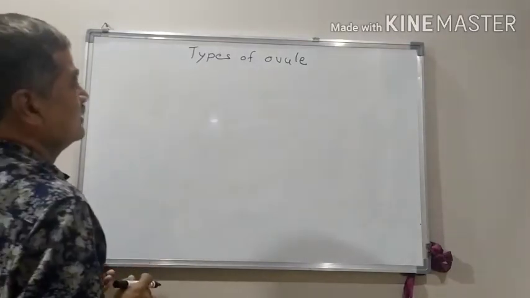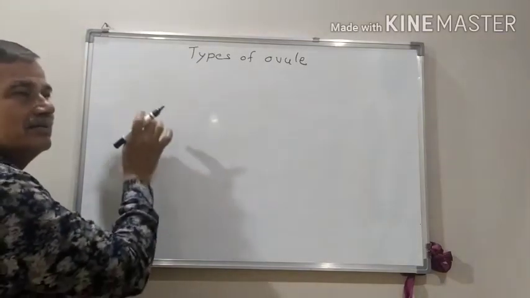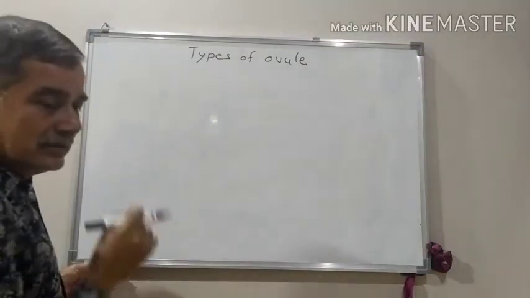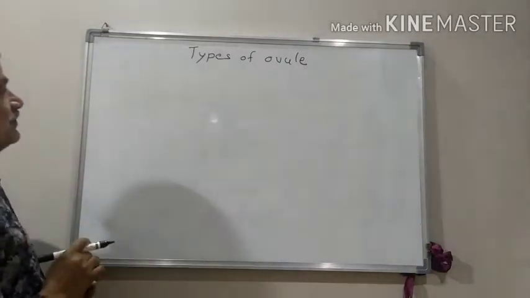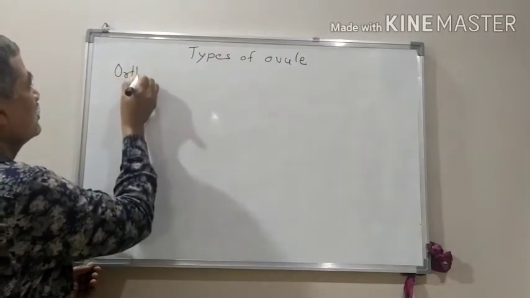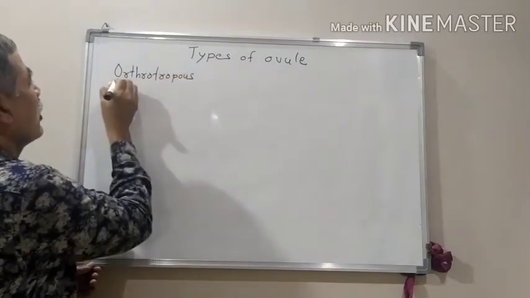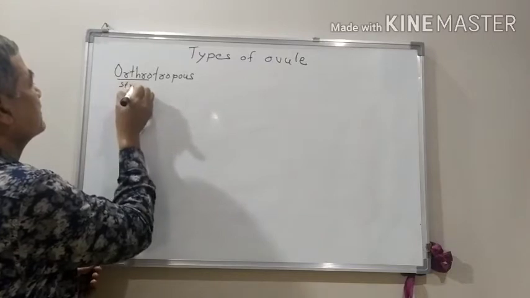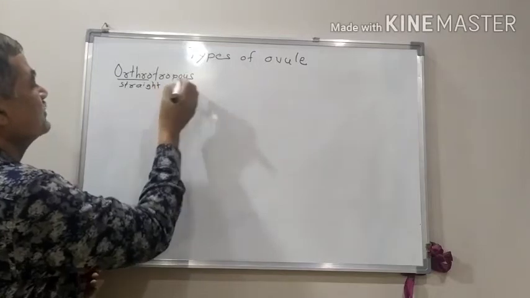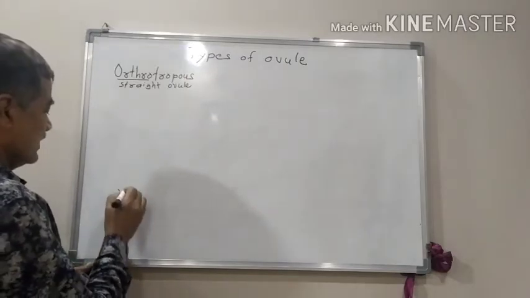The ovule, on the basis of the funicle, chalaza and micropyle, is categorized into four main groups. The first group is the orthotropous. Ortho means straight, and tropous means ovule: a straight ovule. Here, this is the funicle.